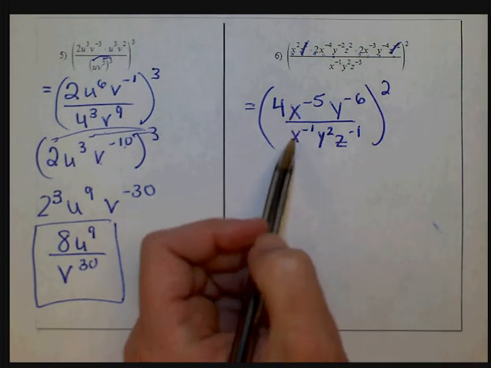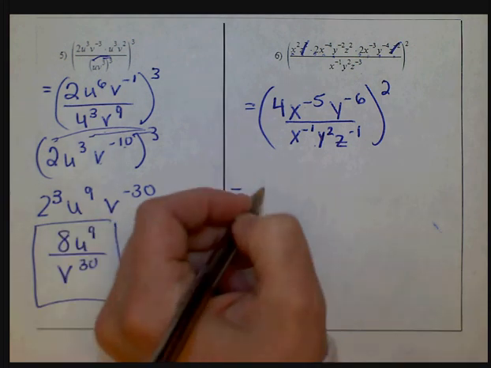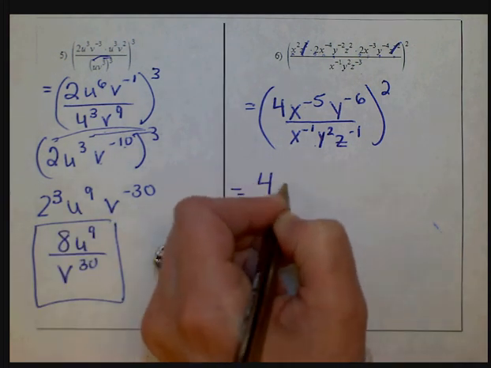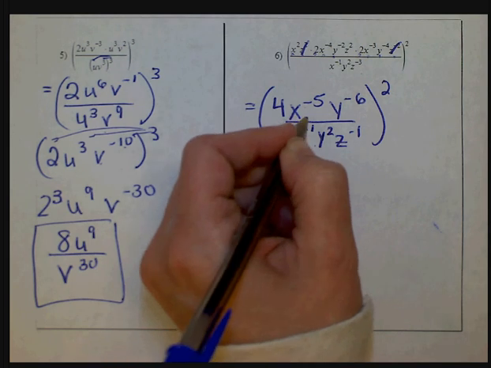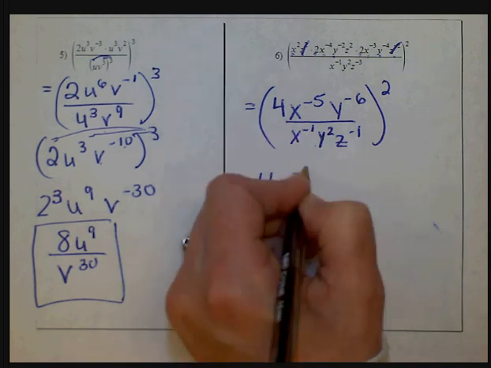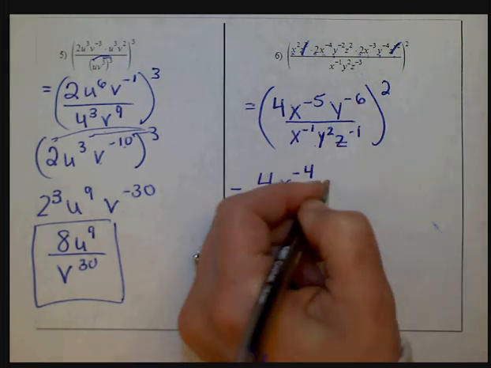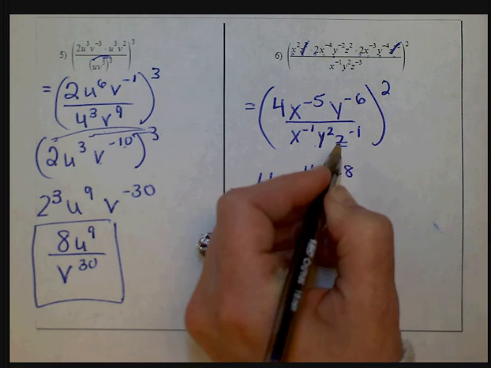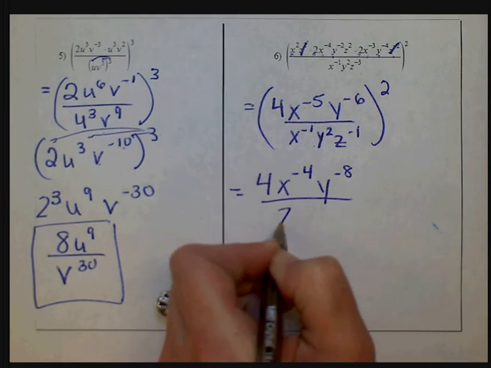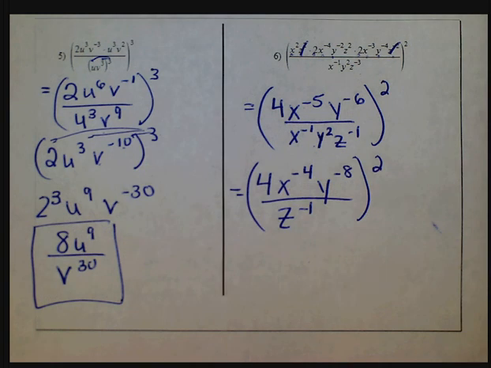Now I have like bases being divided, so I'm going to subtract my powers. So I have 4 on top, x to the negative 5 minus negative 1, that's actually going to add 1. So you're going to get x to the negative 4th. Y to the negative 6 minus 2 is y to the negative 8. Z to the negative 1 has nothing to combine with. It stays on the bottom, all raised to the second power.